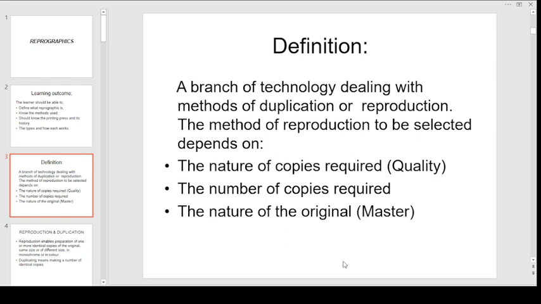What is reprographics? It is a branch of technology dealing with methods of duplication or reproduction. The method of reproduction to be selected depends on 1. The nature of copies required, that is, quality. 2. The number of copies required. 3. The nature of the original, that is, the master.